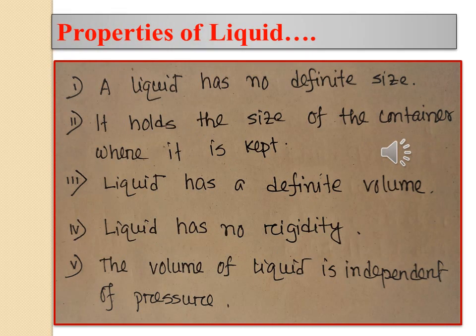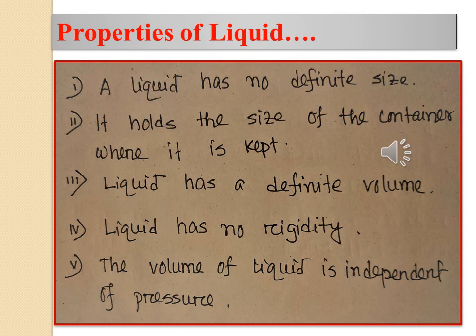So, dear student, now the properties of liquid. The first point is a liquid has no definite size. The second point is it holds the size of the container where it is kept. Now the third point is liquid has a definite volume. Though it holds the size of the container where it is kept, it retains its volume. That's why a liquid has a definite, fixed, constant volume. You should remember this point.